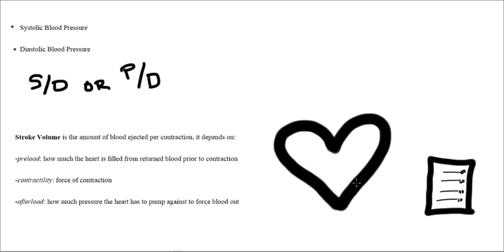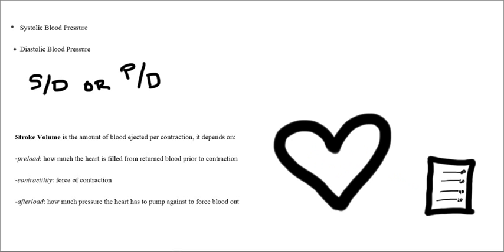Stroke volume is the amount of blood ejected per contraction. It depends on preload, contractility, and afterload. Preload is how much the heart is filled prior to contraction. The greater the preload, the higher the stroke volume. So think about it. The more blood that is in the heart prior to it contracting, the more blood it can eject per contraction.